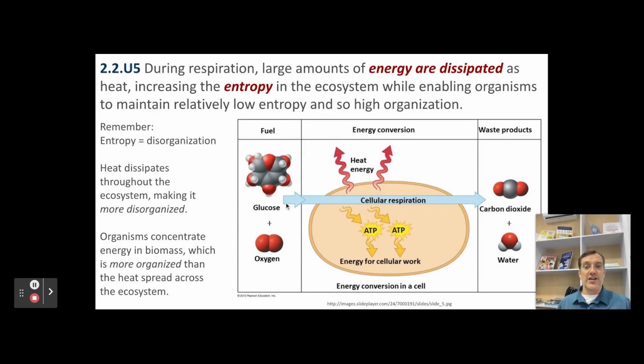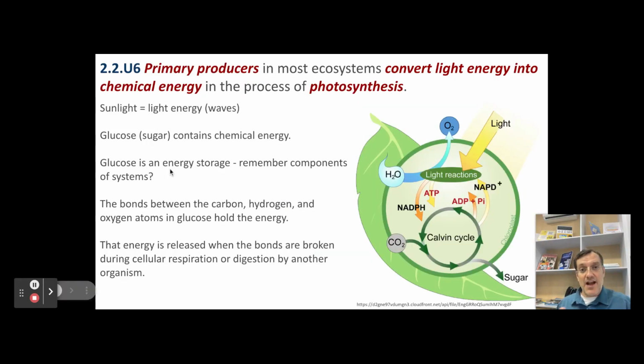And the process of respiration releases that energy as heat and as ATP. And so it disperses or dissipates that energy, makes it more disorganized. And this heat energy, of course, is always lost. That is why less and less energy is available at the higher and higher trophic levels we have in any ecosystem.